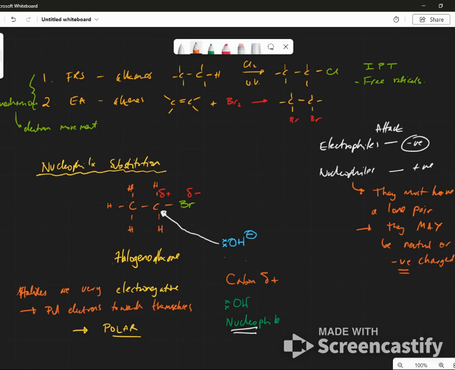Okay, but that is essential. They've got to have a lone pair, but they might be neutral or negatively charged. I'll give you an example of a neutral one. Well, water. Water is a neutral one. Ammonia, that's a neutral one. Why are they nucleophiles? Because they both got lone pairs on the oxygen and nitrogen, respectively.